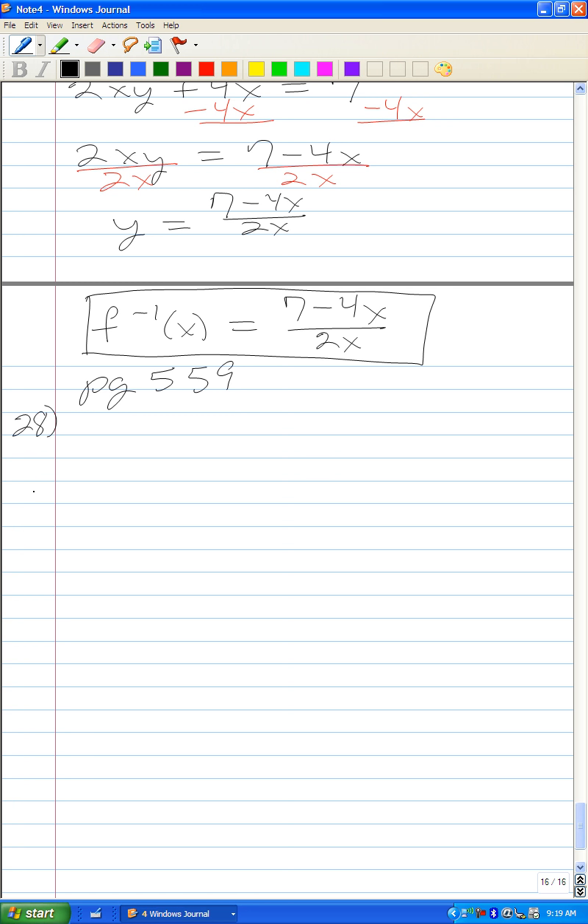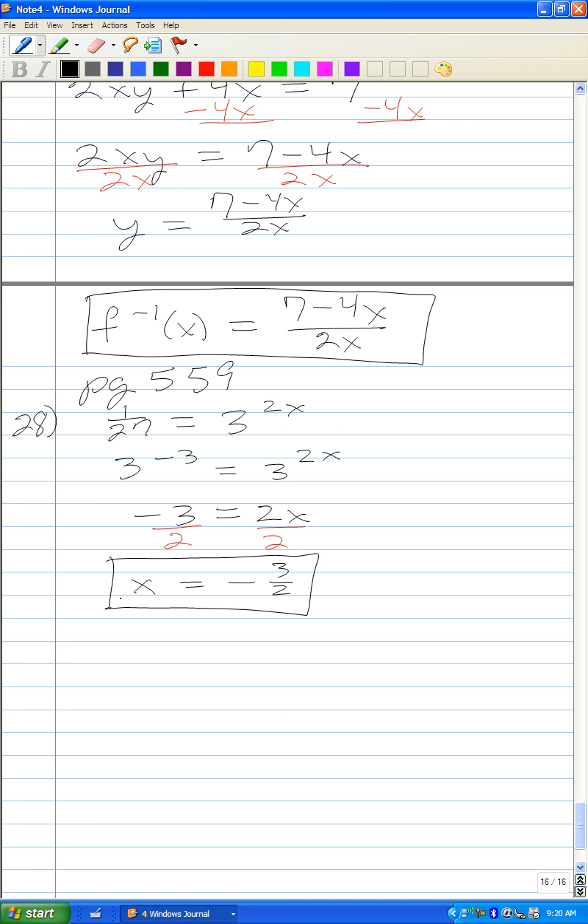Solve each equation for x. 1 over 27 equals 3 to the 2x. So let me write 1 over 27 as 3 to the negative 3. So now, since the exponential function is 1 to 1, and since the bases are the same, then the exponents must be the same. So negative 3 must equal 2x. Divide both sides of your equation by 2. So I have that x is equal to negative 3/2. And that is your answer.